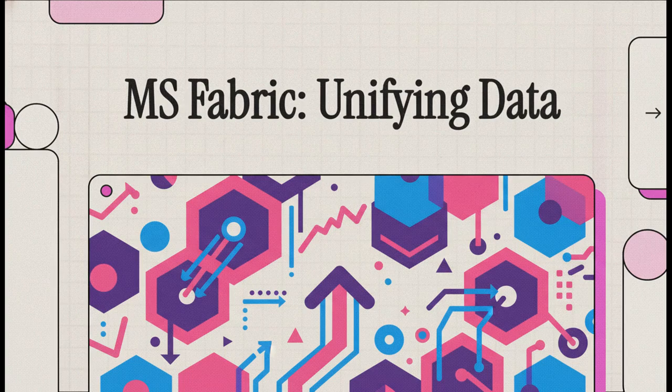Welcome to The Explainer. Today, we're diving into a massive shift in how organizations handle their absolute most valuable asset, data. We're exploring Microsoft Fabric, and specifically, we're going to unpack how modernizing your data architecture isn't just some routine IT upgrade. It's a fundamental driver of actual measurable business transformation and real ROI.